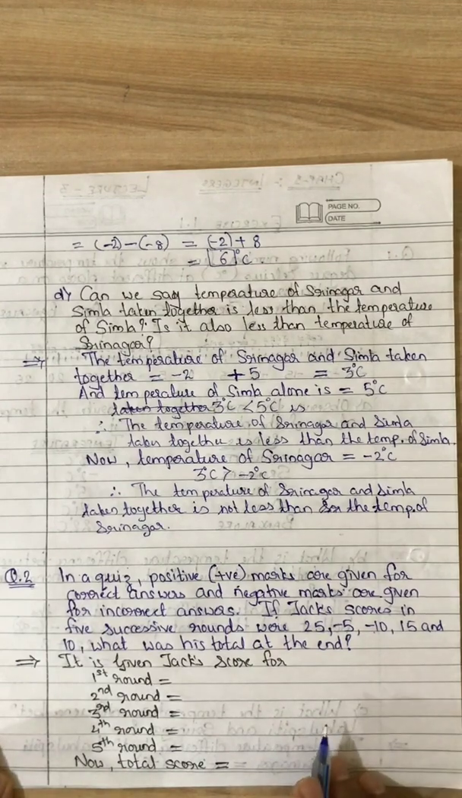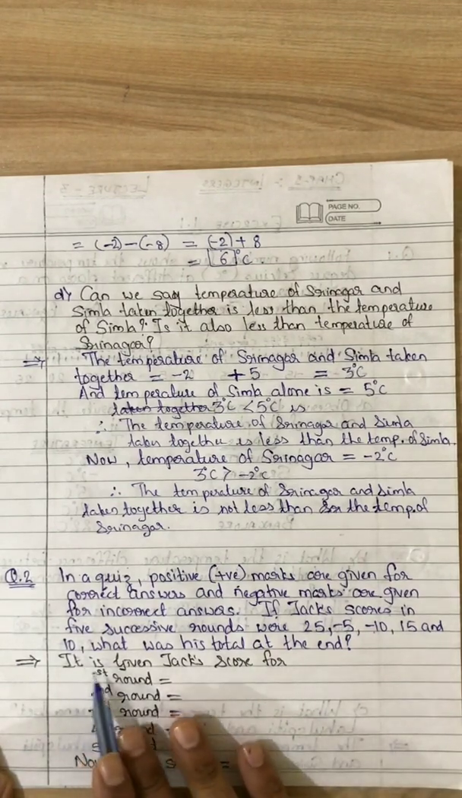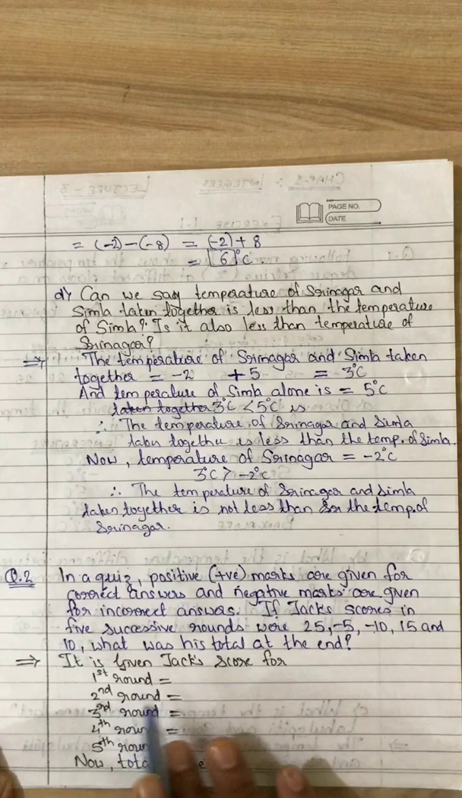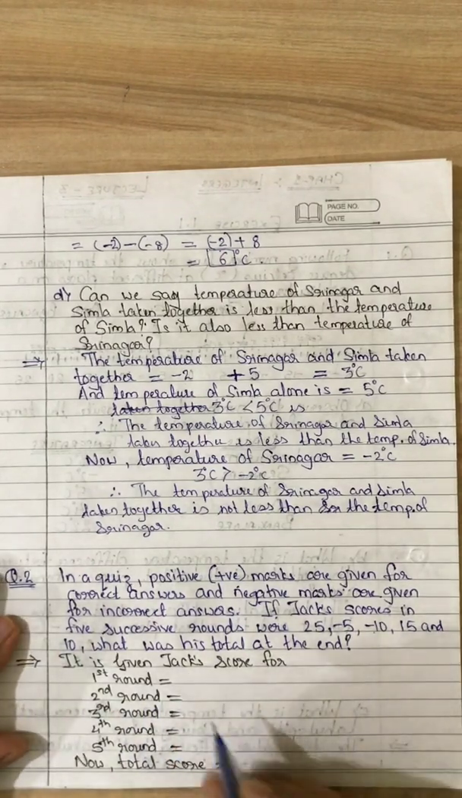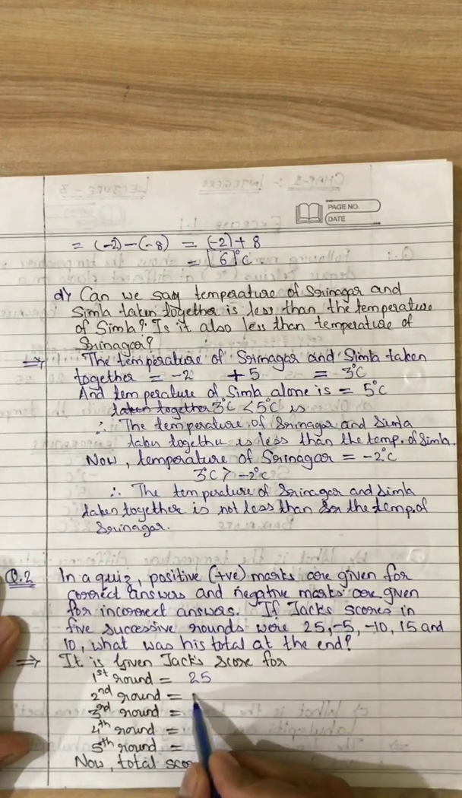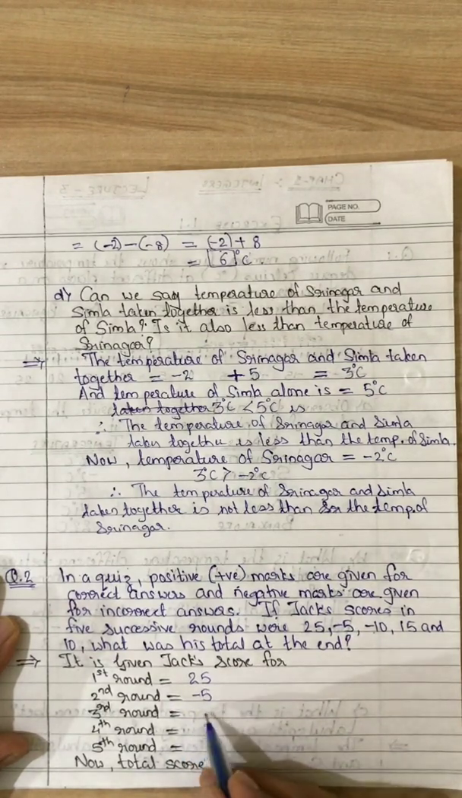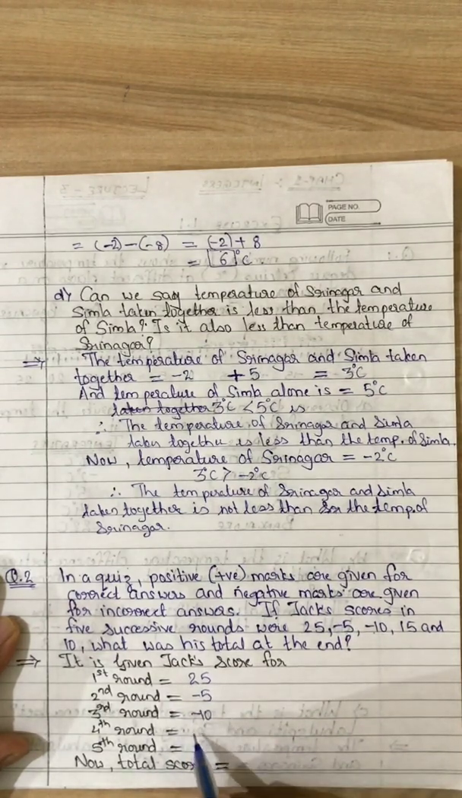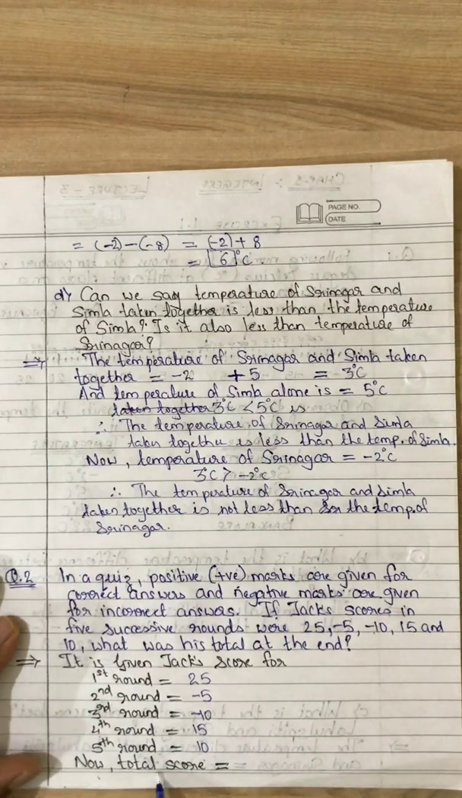Let us solve. What is given? It is given Jack's score for the first round. How much is in the first round? 25 marks. In the second round, -5. Third, -10. Fourth, 15 marks. And fifth round, 10 marks. So now what will be the total score? Let us put it together and add them.